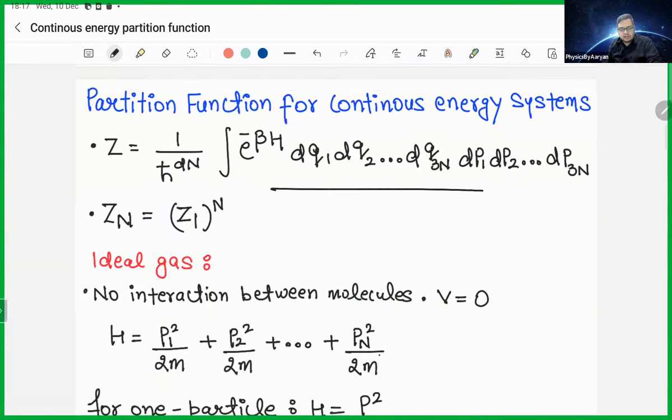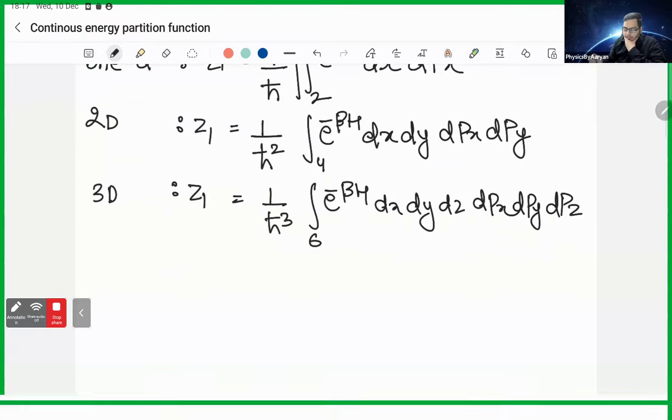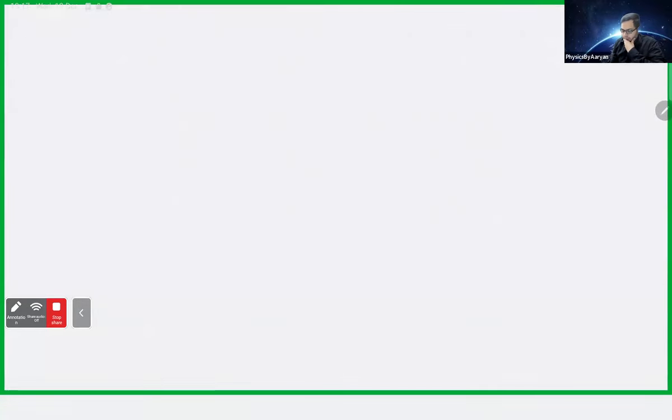So this is in general the formula I have written, and this is a thing that we need to keep in mind: the partition function for n particles is equal to the partition function for one particle raised to power n. Okay. So let's do it here only.